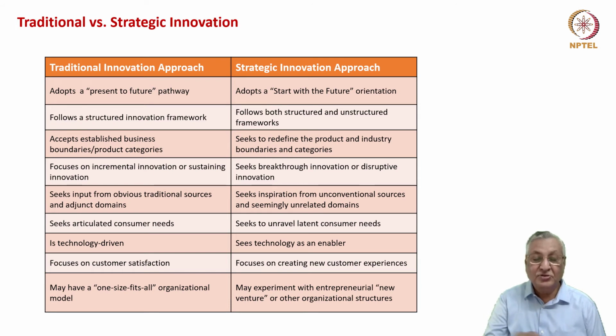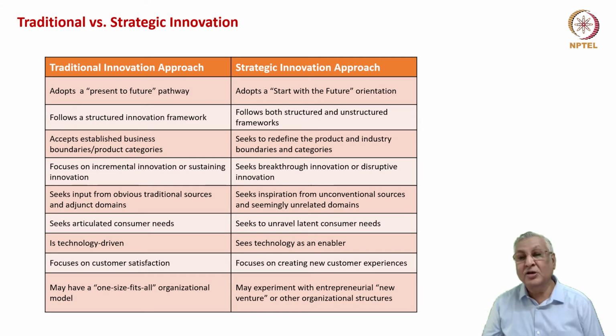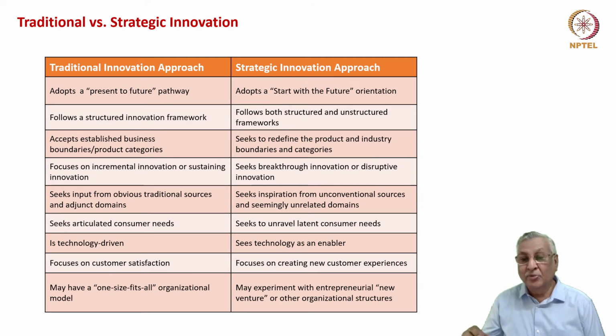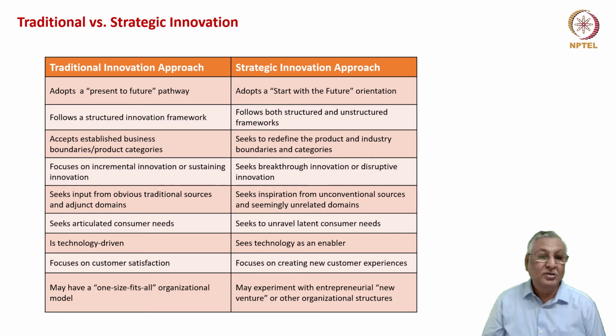Traditional innovation approach works within the boundary. As we have seen, existing products and existing markets, existing products with new markets, or new products with existing markets. Therefore, business boundaries or product boundaries are established. Strategic innovation is more like a transformation innovation, new products as well as new markets. So new boundaries and categories are set, and they are set by exploration. Traditional innovation focuses on incremental innovation or sustaining innovation, whereas strategic innovation looks through breakthrough possibilities.